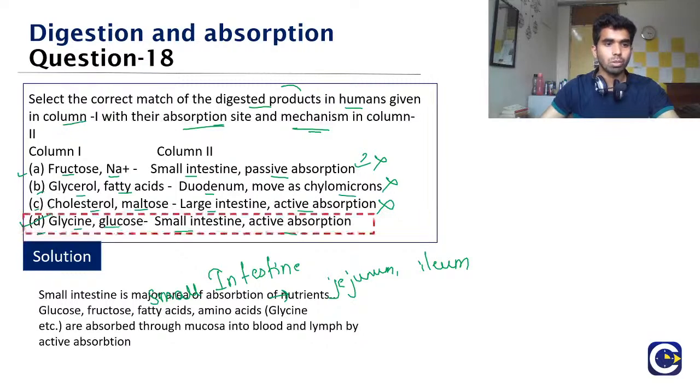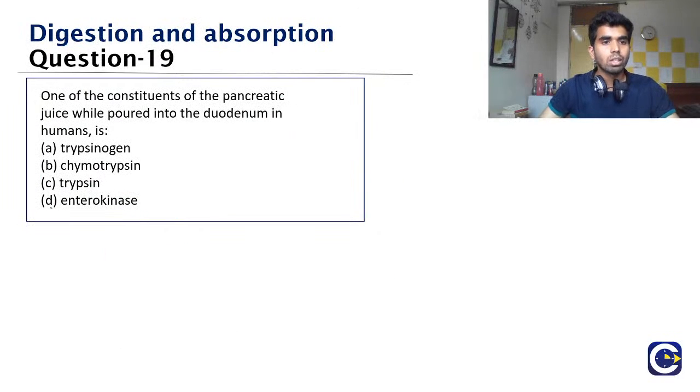Now coming to question number 19. One of the constituents of the pancreatic juice poured into the duodenum in humans is: which of the following is the constituent? Yes, Trisha, not an issue. Give an incorrect answer also. You will learn more from the incorrect answer than from the correct answer. So what is the constituent of the pancreatic juice that is poured into the duodenum? Option A, trypsinogen. Option B, chymotrypsin. Option C, trypsin. And option D, enterokinase. So tell me which of these is present in the pancreatic juice.